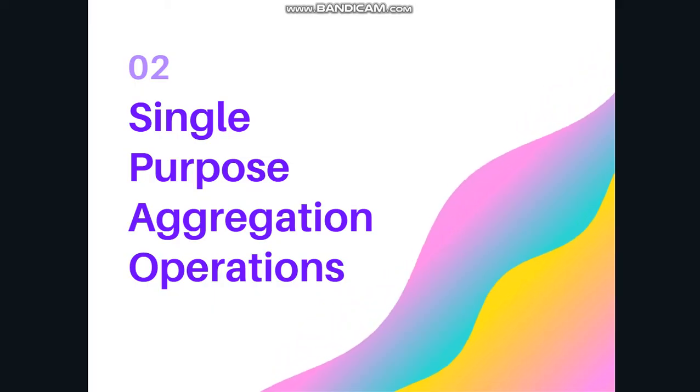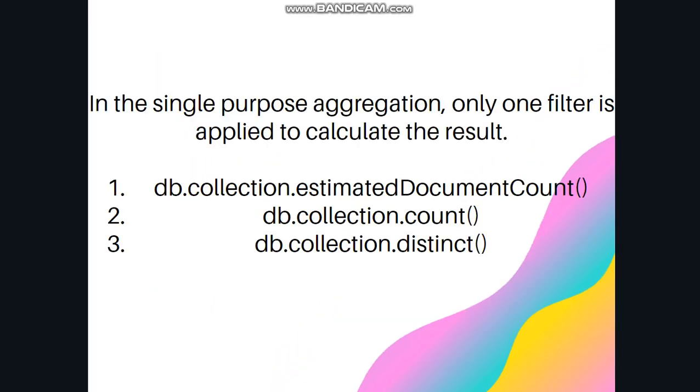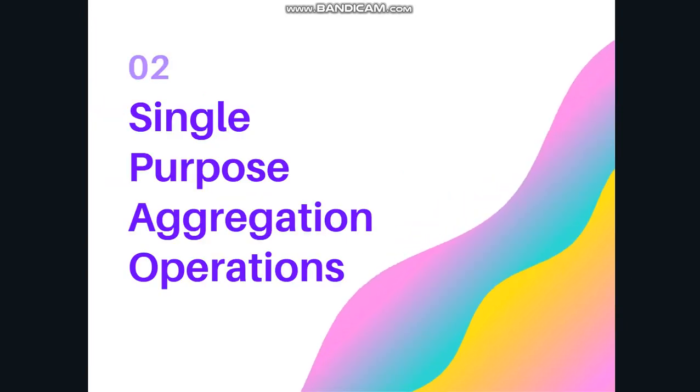Next one is the single purpose aggregation operation, in which, guys, we'll have one filter applied to calculate the result, and these are the three filters we can apply: count, distinct, estimated document count. So this comes under the single purpose aggregation operations, right?